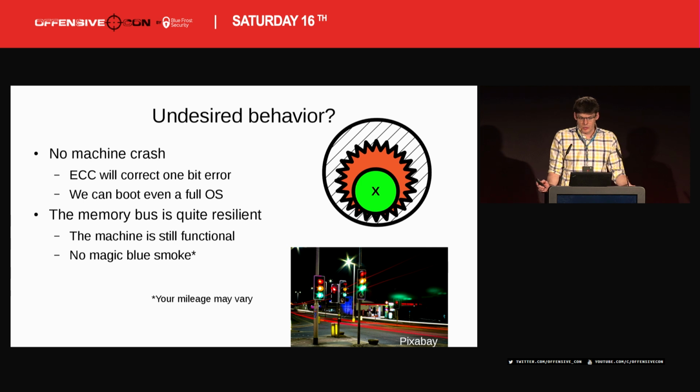We also figured out that the memory bus is quite resilient, because if you think about it, when you design an expensive server board, you want to have some sort of protection against, I don't know, random DIMMs being stuck in your board, right? We got no magic blue smoke, but your mileage might vary. I'm not saying you should do this.